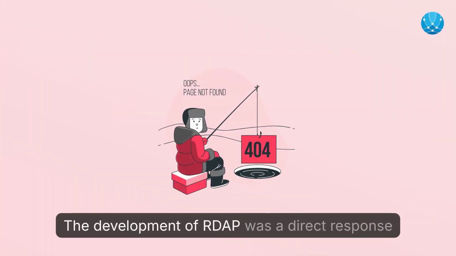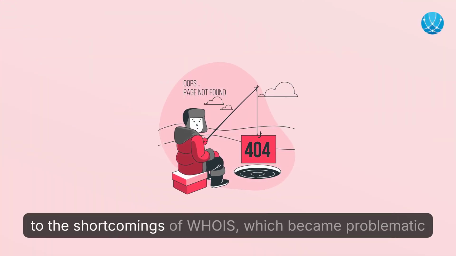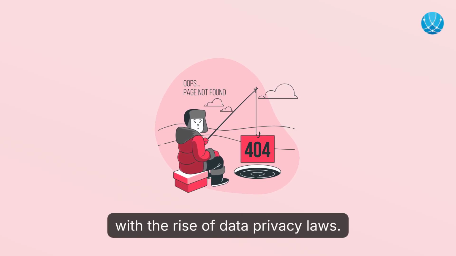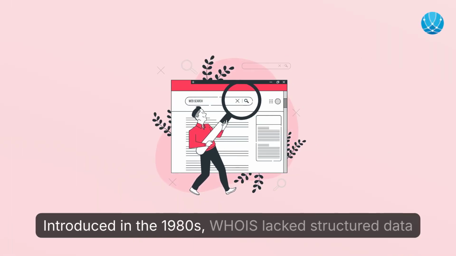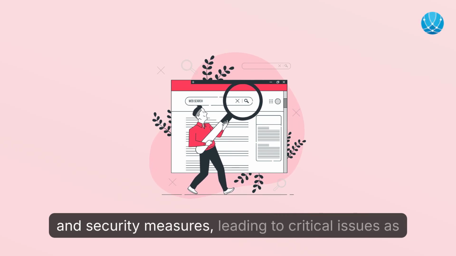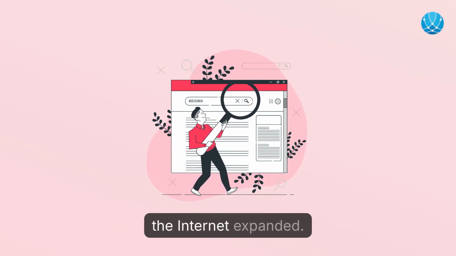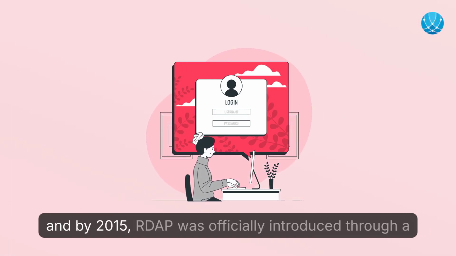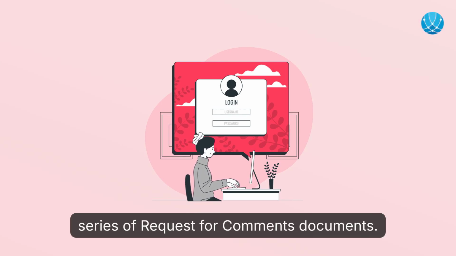The development of RDAP was a direct response to the shortcomings of WHOIS, which became problematic with the rise of data privacy laws. Introduced in the 1980s, WHOIS lacked structured data and security measures, leading to critical issues as the Internet expanded. By 2011, ICANN recognized the need for a replacement, and by 2015, RDAP was officially introduced through a series of requests for comments documents.